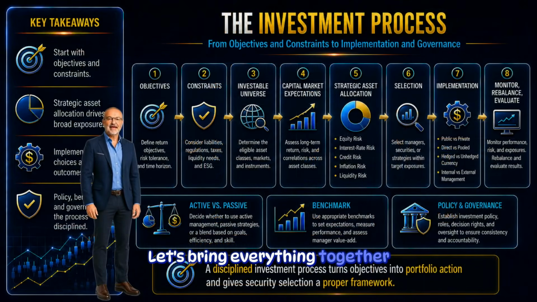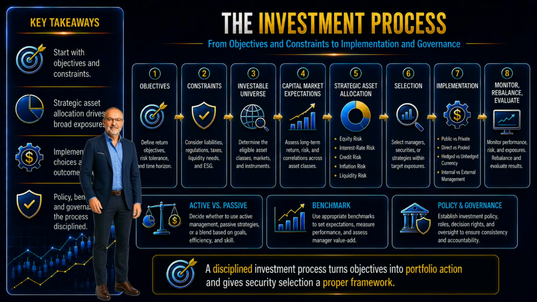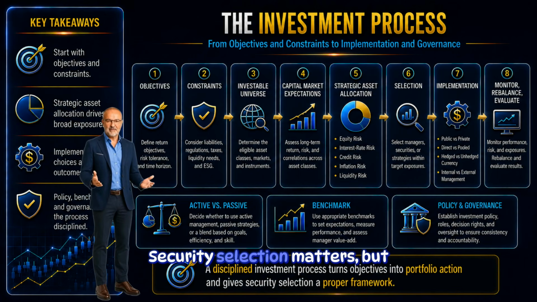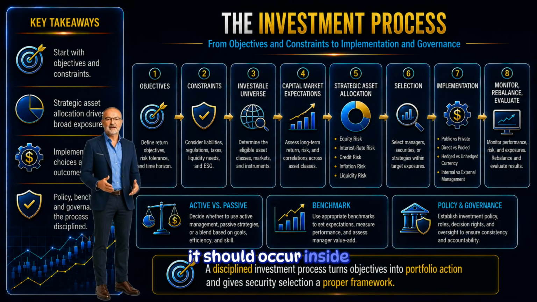Let's bring everything together with the investment process. The investment process is a disciplined sequence of decisions for translating objectives into portfolio actions. It is not only about selecting securities. Security selection matters, but it should occur inside a broader framework. A sound process begins by defining objectives. What is the purpose of the capital? What return is needed? What risks are acceptable? What horizon matters? How will success be judged?